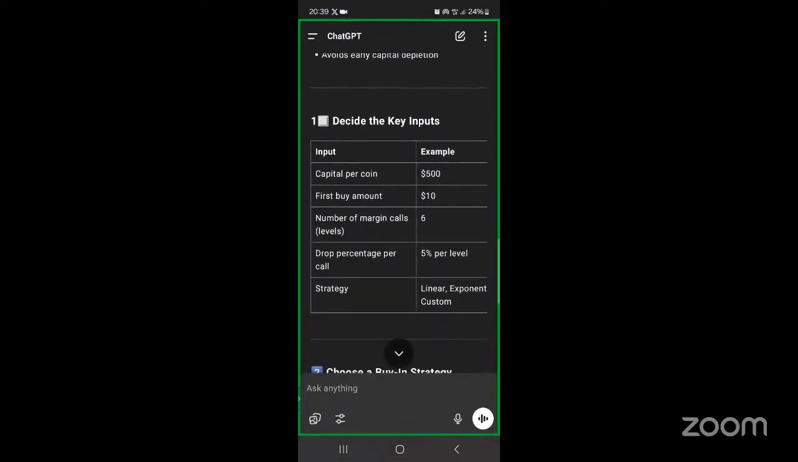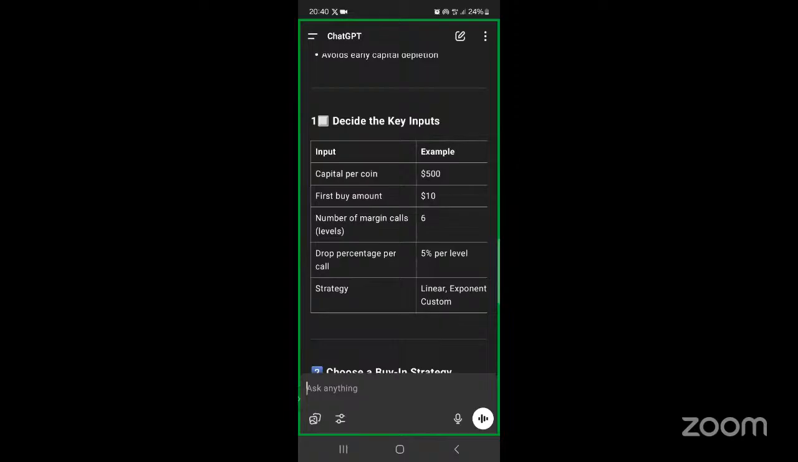Decide the key input. This is the first thing. Input number one, capital per coin. So first of all, identify how much you want to invest in a particular coin or in a trade. So let's say you have $500 or $1,000, but I want to trade with $500. As an example, let's use the one it has used.